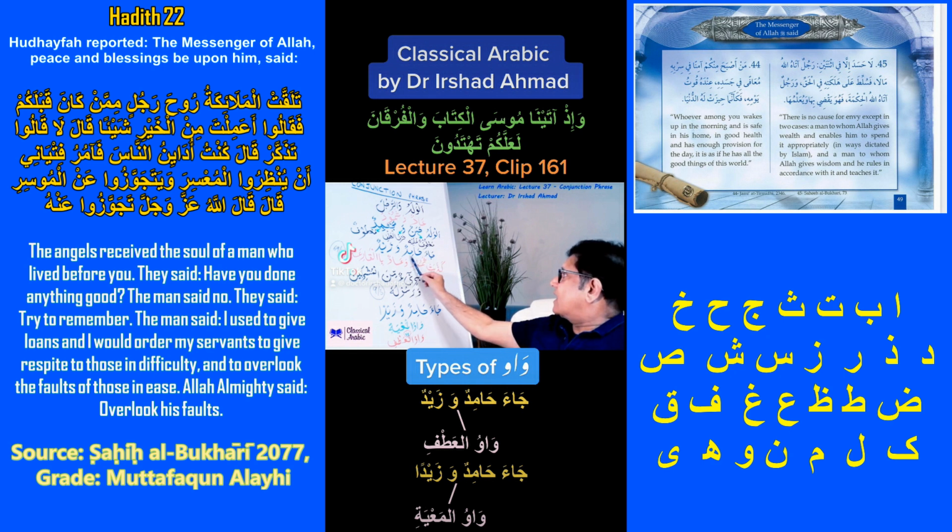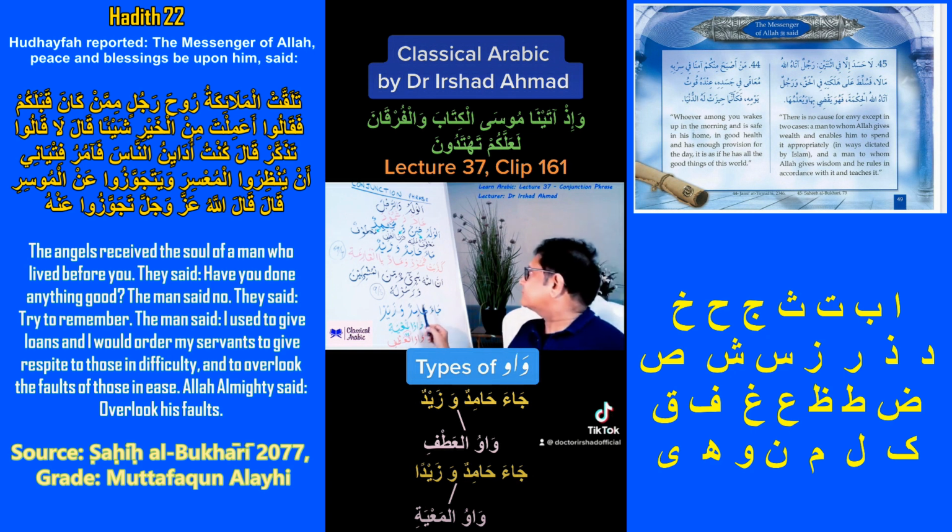I have written here Ja'a Hamidun wa Zaidun, and here I have written Ja'a Hamidun wa Zaidan. So this is a conjunction phrase, and by definition this cannot be a conjunction phrase because the i'rab is different here. Hamidun is in raf' and Zaidan is in nasb. So that takes us to different types of waw in Arabic. First of all, we came across the alphabet waw, and then this waw is waw atf, wawal atfi we can say, and this waw is called wawal ma'iyya.